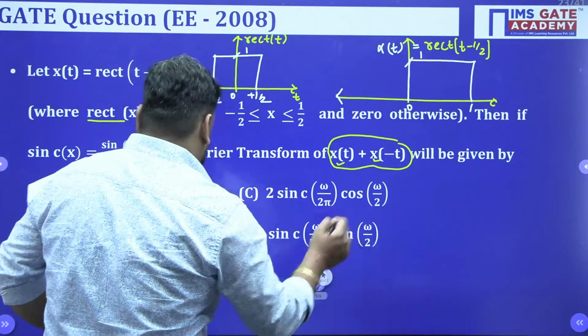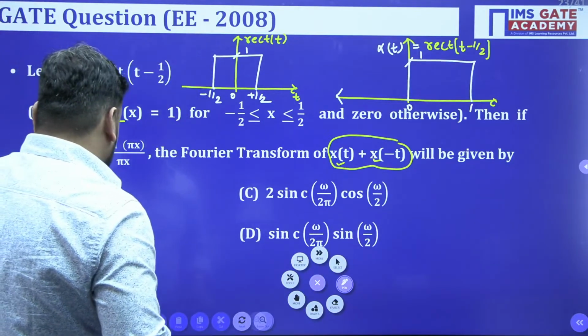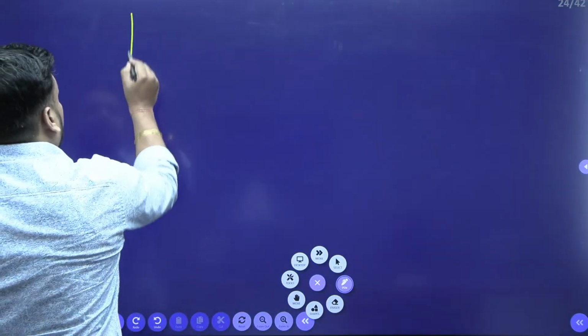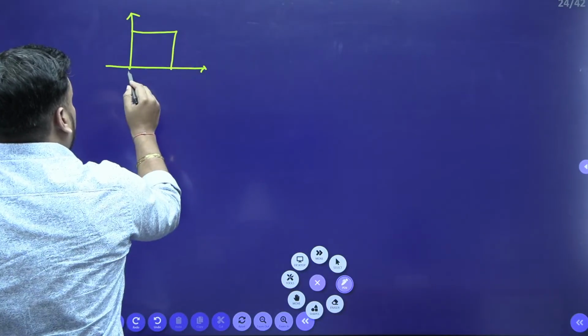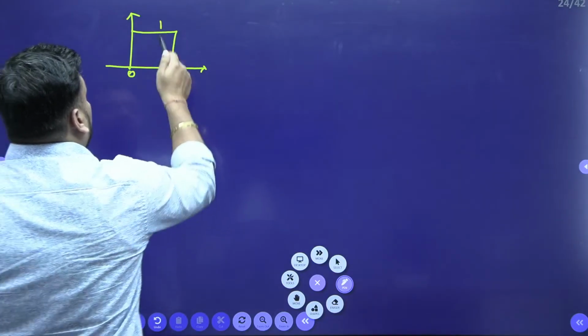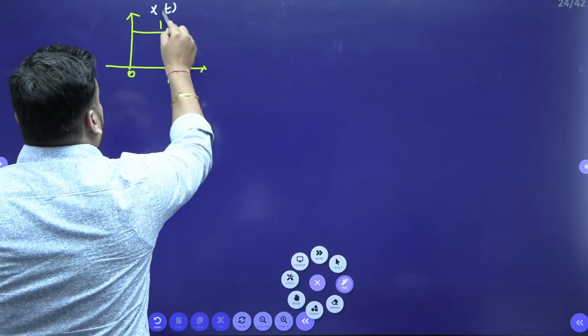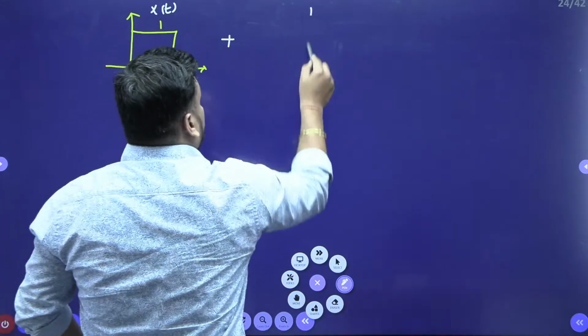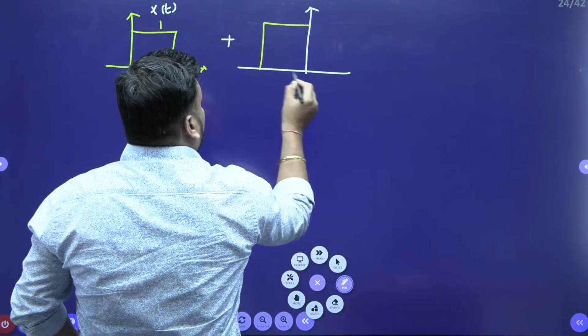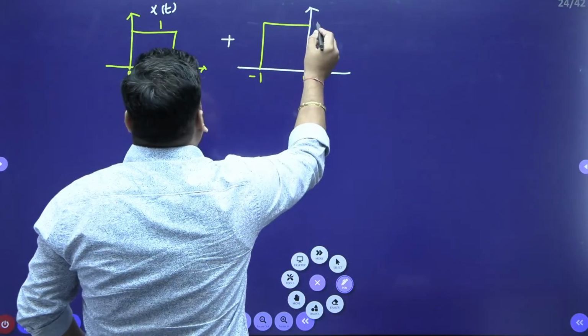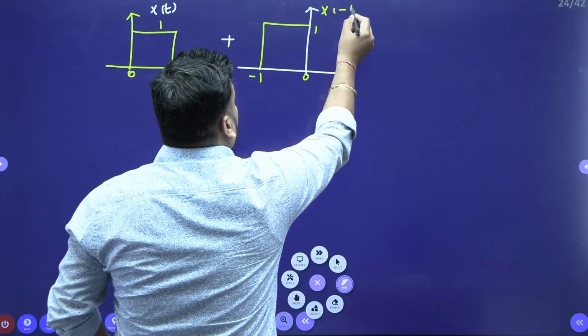So x(t) plus x(minus t), it means x(t) is my this curve, okay? Of course, sir, x(t) is a curve from 0 to 1, and this is your x of t. And plus x of minus t, so this is your x of minus t, from 0 to minus 1.